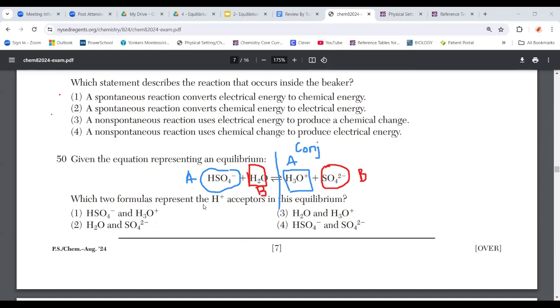Okay, so if you are an H plus acceptor here, you're talking about somebody on the reactant side and somebody on the product side because this is a reversible reaction. It goes in both directions. So I can be that over here, but over here I could be the opposite, right? So who is going to take? Those are my bases. So I'm looking at water and SO4. So now I just have to find them. And here they are, choice 2.